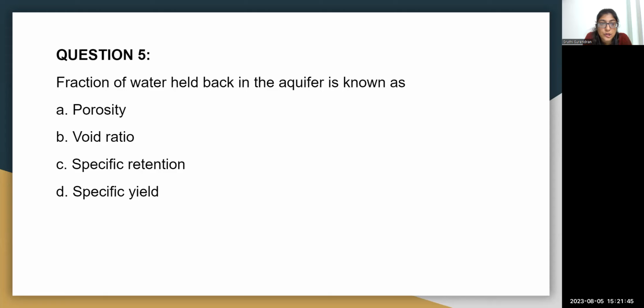So what do you call the fraction of water that is held back in the aquifer? There's some amount of water which the aquifer, if it has to have water, is obtaining from the rain. So rainwater is getting into the soil and then it is getting stored in the aquifer. So some amount of water is being held back in the aquifer. What is that called is the question over here.